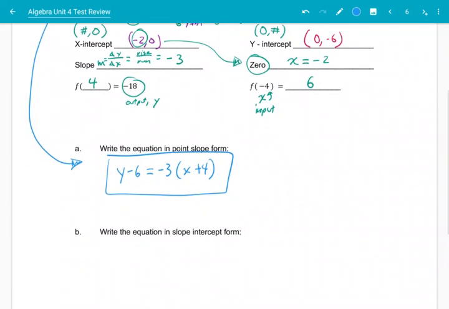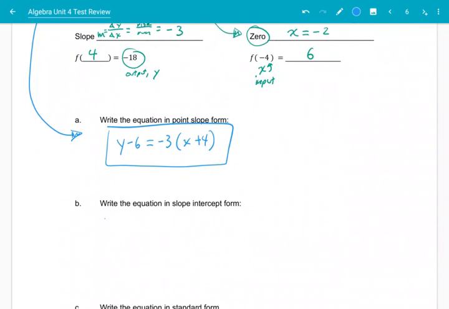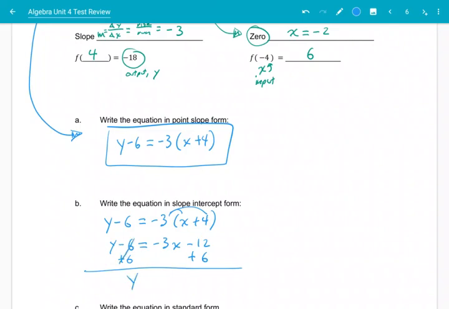Now we're going to write it in slope-intercept form. Okay, that means all we do is solve for y. Here's our equation in point slope form, not 14. It's 4. There we go. So we distribute minus 3x minus 12. This side doesn't change yet, but it will when I add 6. So this is y equals minus 3x minus 6.